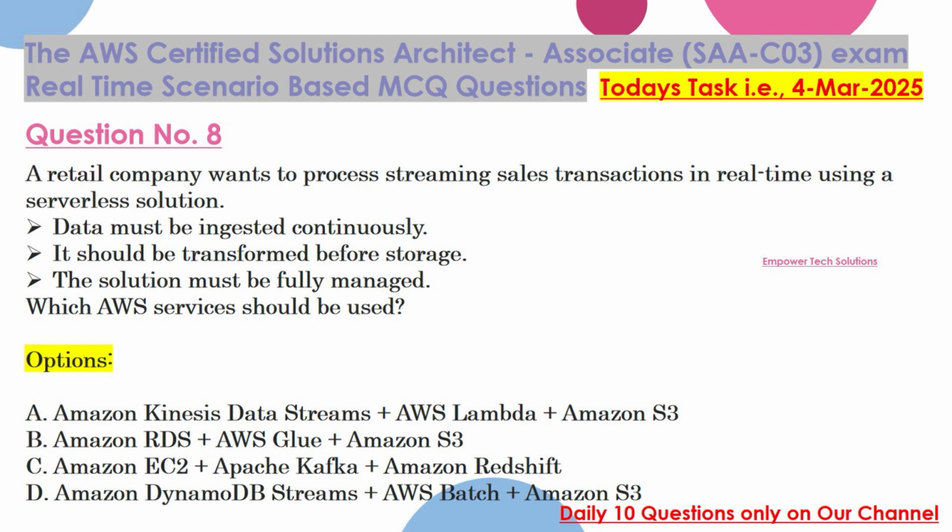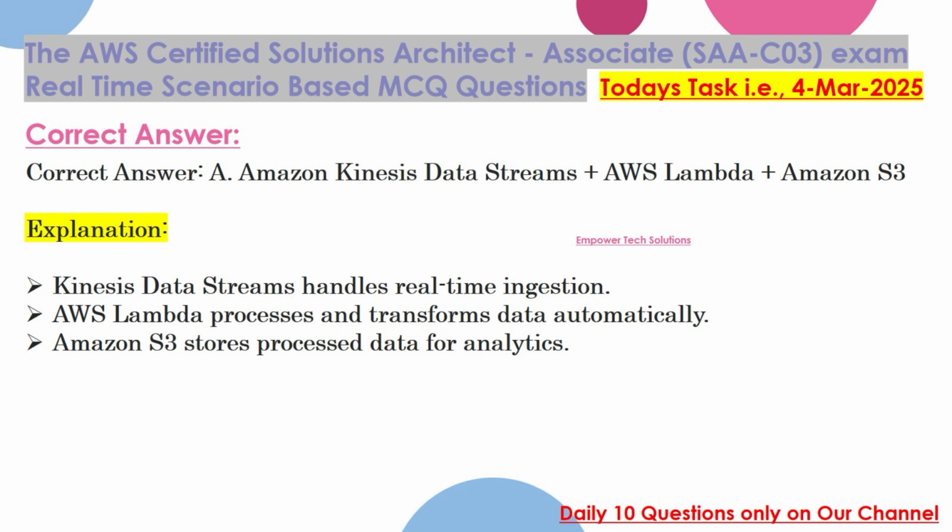Options: A. Amazon Kinesis Data Streams plus AWS Lambda plus Amazon S3. B. Amazon RDS plus AWS Glue plus Amazon S3. C. Amazon EC2 plus Apache Kafka plus Amazon Redshift. D. Amazon DynamoDB Streams plus AWS Batch plus Amazon S3. Correct answer, A. Amazon Kinesis Data Streams plus AWS Lambda plus Amazon S3.